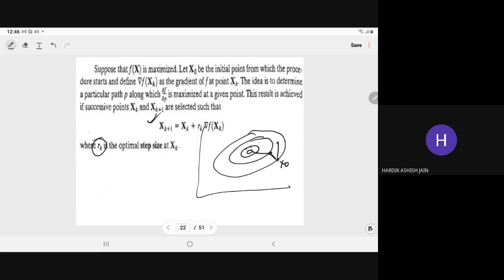Rk should be optimal. For example, if I am at this point and I have to move in this direction, where should I stop? What is the optimal step? I should stop at the point where I can make another closed curve. So that we compute through the optimal step size.